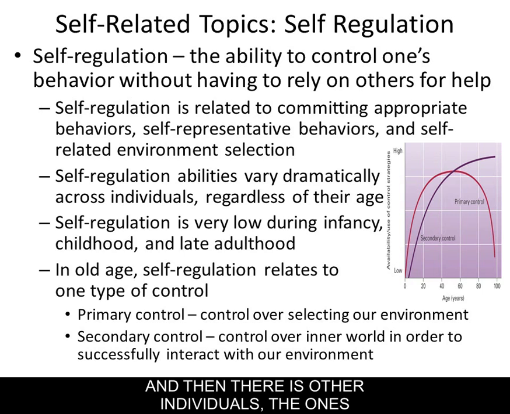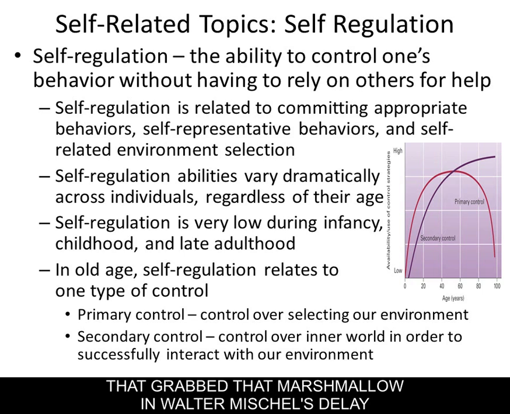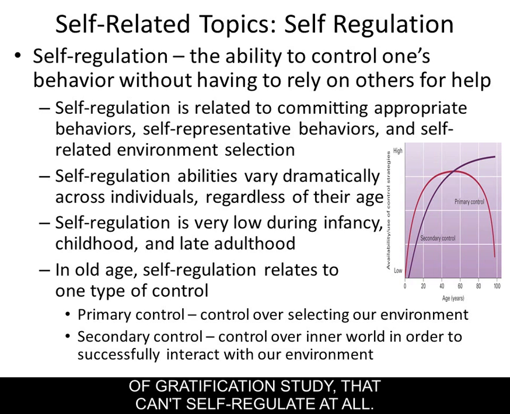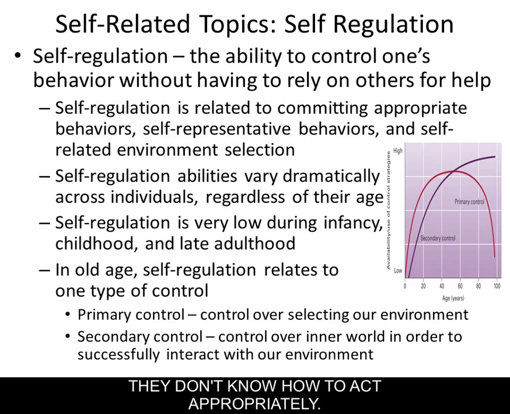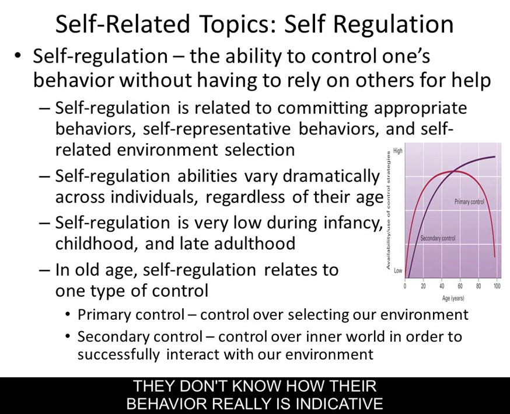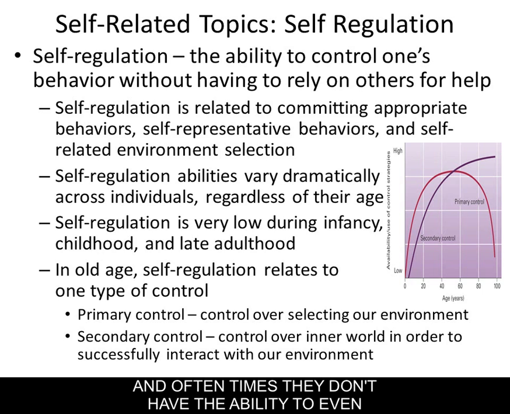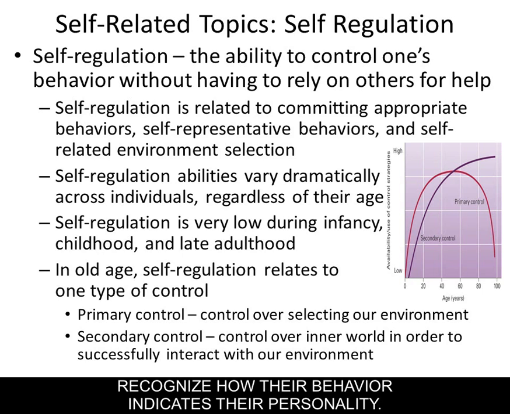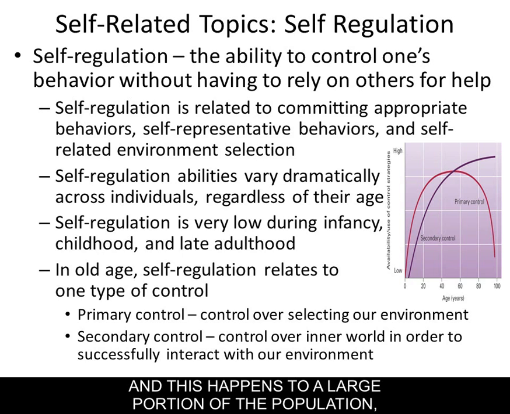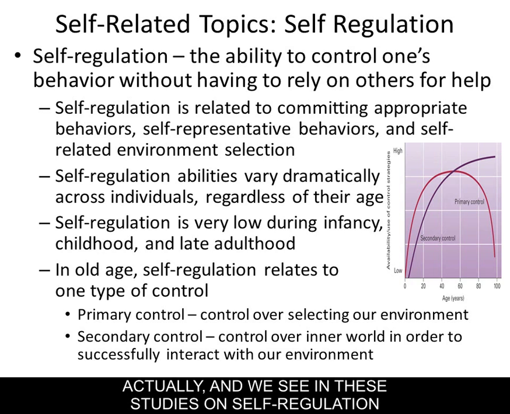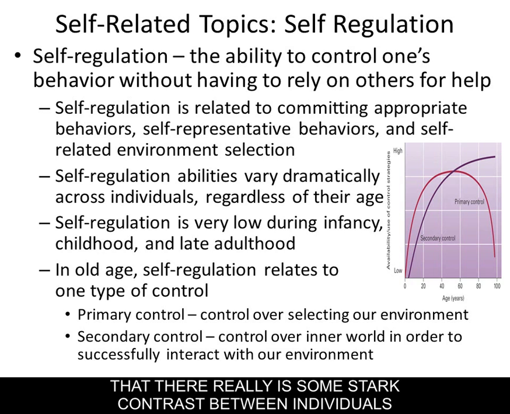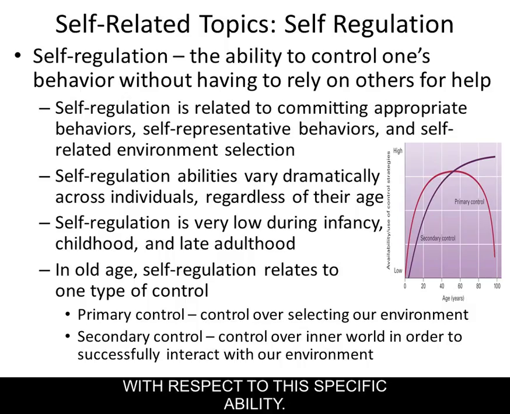We looked at that a little bit when we talked about Walter Mischel's delay of gratification study. And then there are other individuals, the ones that grab that marshmallow in Walter Mischel's study, that can't self-regulate at all. They don't know how to act appropriately. They don't know how their behavior really is indicative of their personality. And oftentimes they don't have the ability to even recognize how their behavior indicates their personality. This happens to a large portion of the population, actually. And we see in these studies on self-regulation that there really is some stark contrast between individuals with respect to this specific ability.